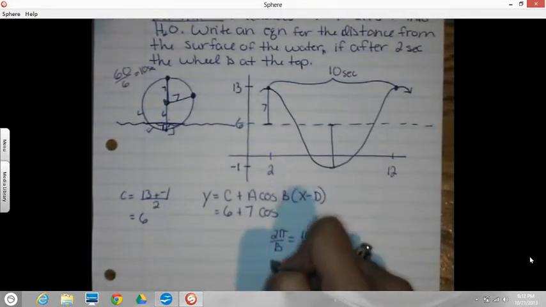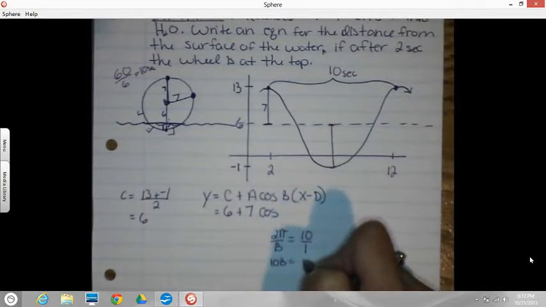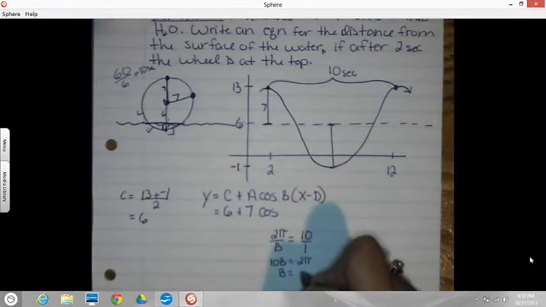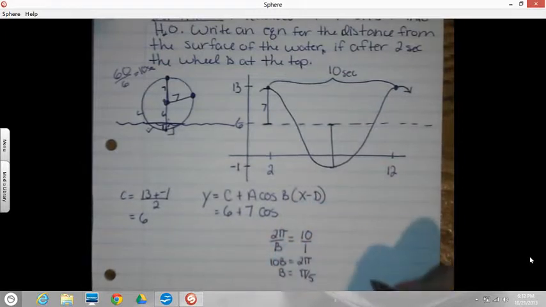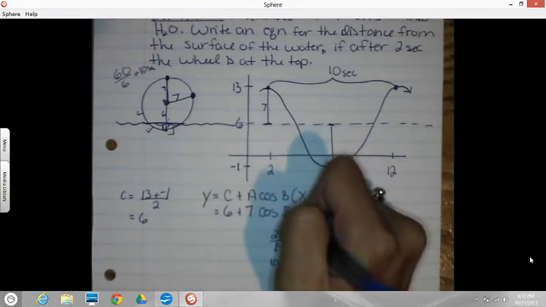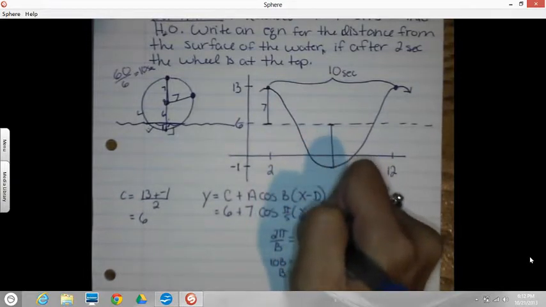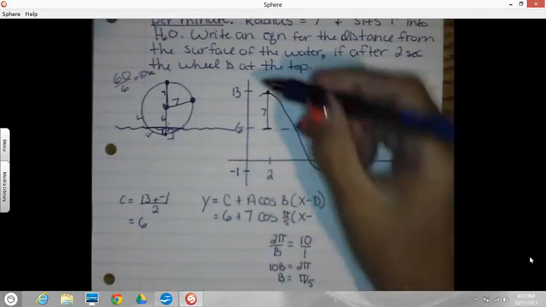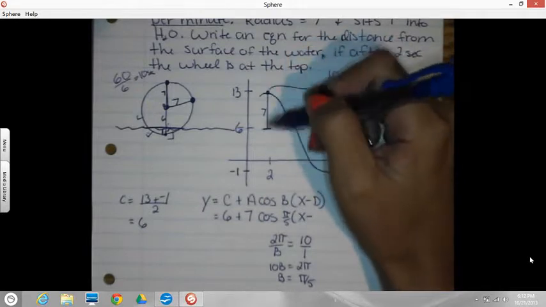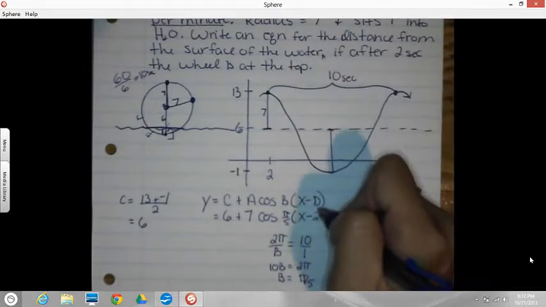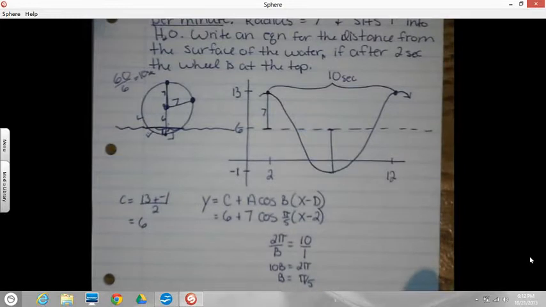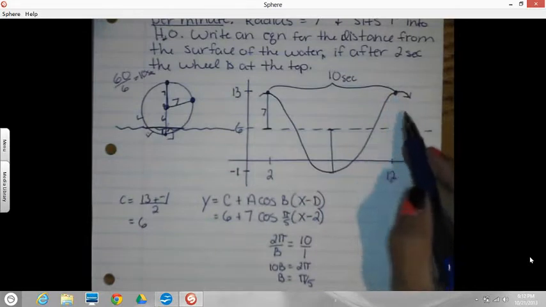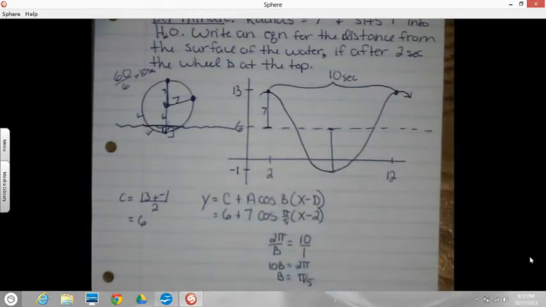10B equals 2 pi. B is going to equal 2 pi divided by 10, which is pi over 5. So B is pi over 5 times x minus the D, that shift over. How far over is that max? Instead of being on the axis, it's over at 2 seconds. So x minus 2. And there it is. If you can get the sketch and get the max and min and the complete cycle, how long it takes, these 4 values aren't too bad.